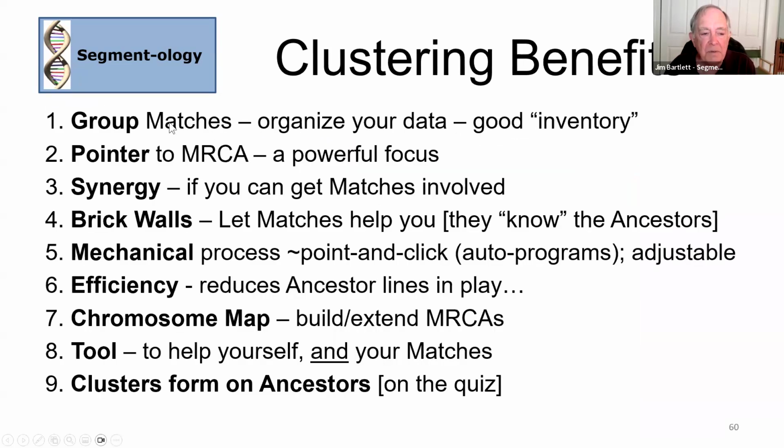So clustering benefits: it groups the matches. There's a pointer to the MRCA, which is a powerful focus. Synergy, if you can get the matches involved. Brick walls: if you have a brick wall, let the matches tell you who your ancestor is on the other side of that brick wall, if they're in a cluster. It's a mechanical process to point and click, or you can do manual clustering. It reduces the number of ancestors in play.